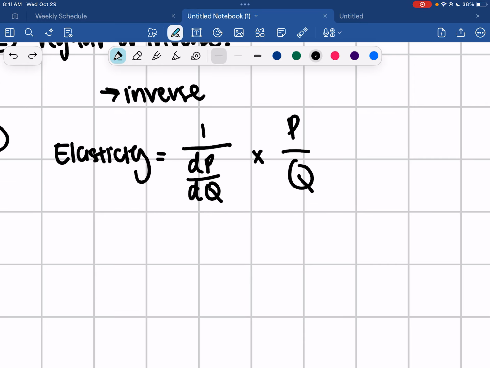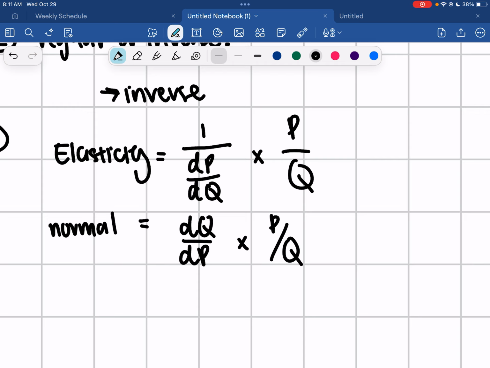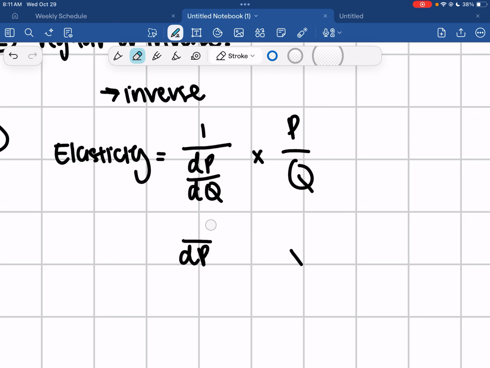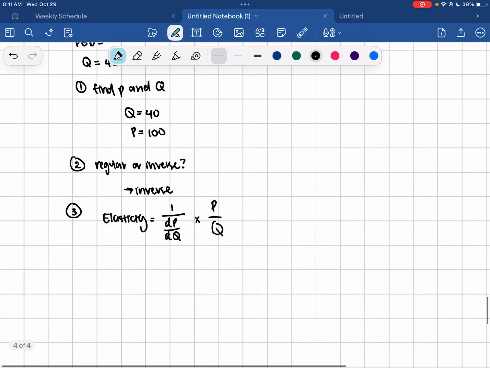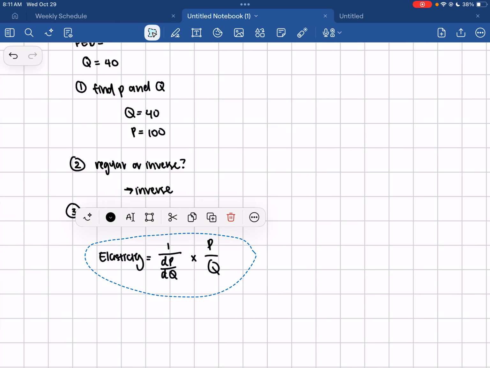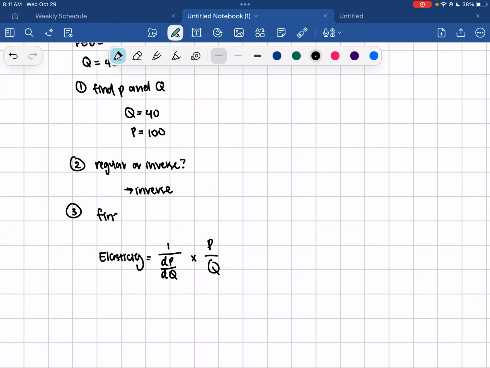However, if it's normal, we'll use the derivative of Q over the derivative of P. Alright, but we don't have that here, and we don't want to rearrange the equation, so the inverse is what we're working with. Alright, so what is it? Let me just write this down. Find formula version.